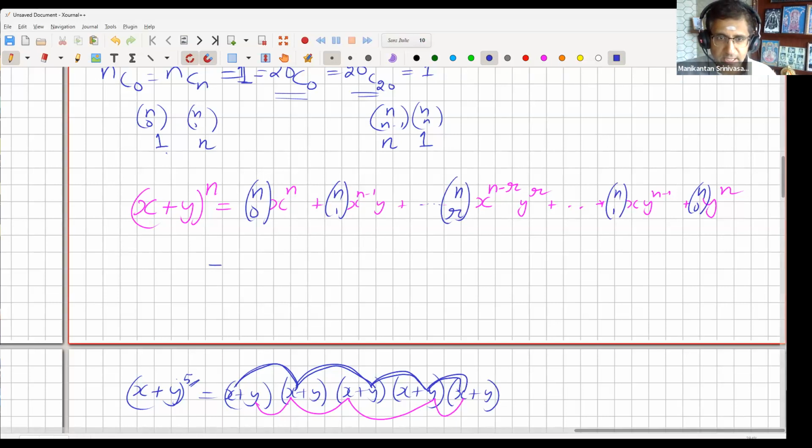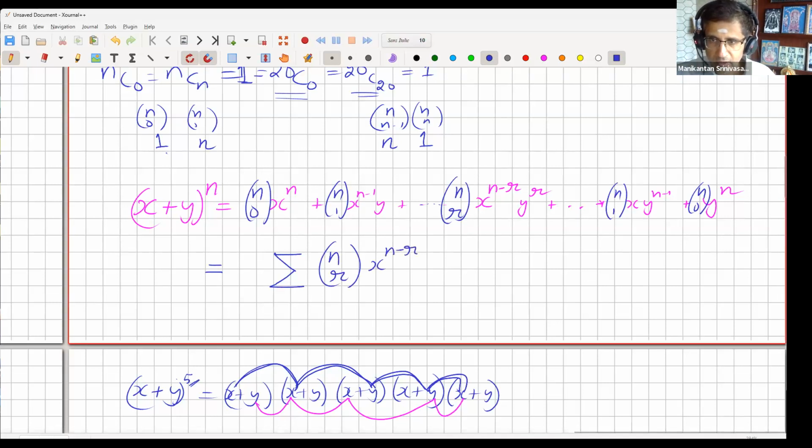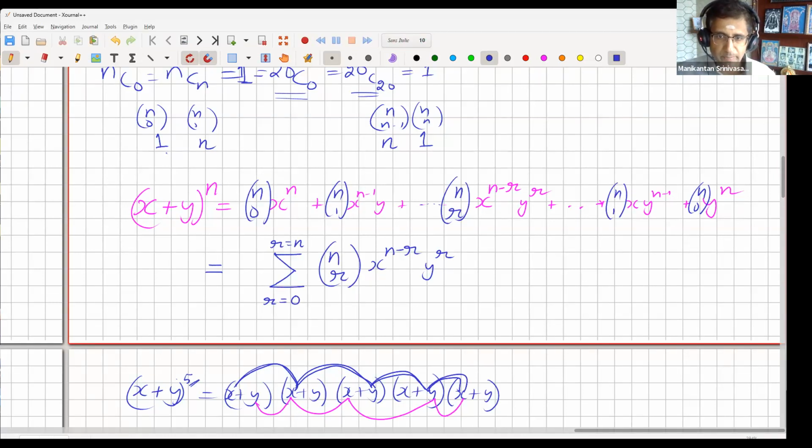And I can write this using sigma notation as a summation, right? Summation of n choose r, and I can put the general term, that's what the summation is for, x^(n-r) y^r. r being my running variable, starts with 0, ends in n. If r equals 0, that results in the first term: n choose 0, x^(n-0), y^0. That's your 1 times x^n times 1.